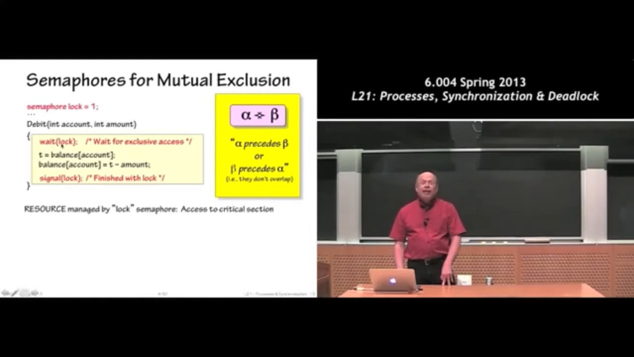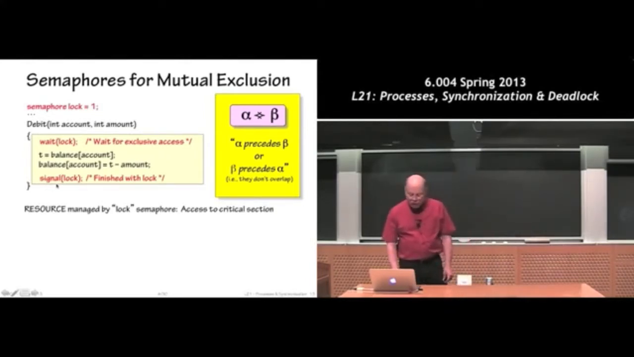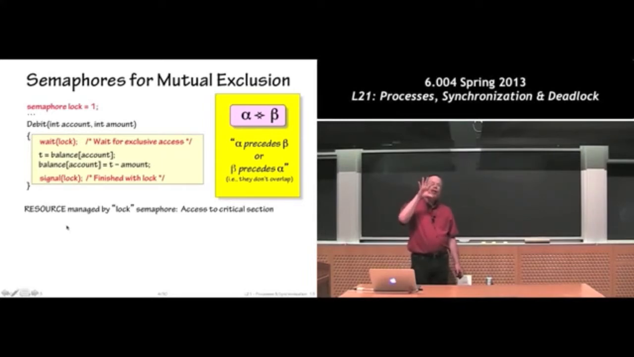Okay, so we wait on the lock, we do whatever we want, and if everybody who touches balance waits on the same lock, no one will be manipulating the balance without having first acquired the lock associated with this balance variable. And then when we're done, we signal, which frees up the opportunity for someone else to potentially manipulate this.